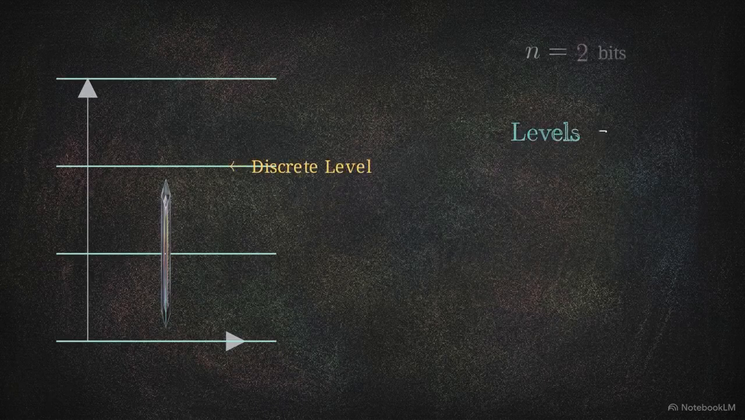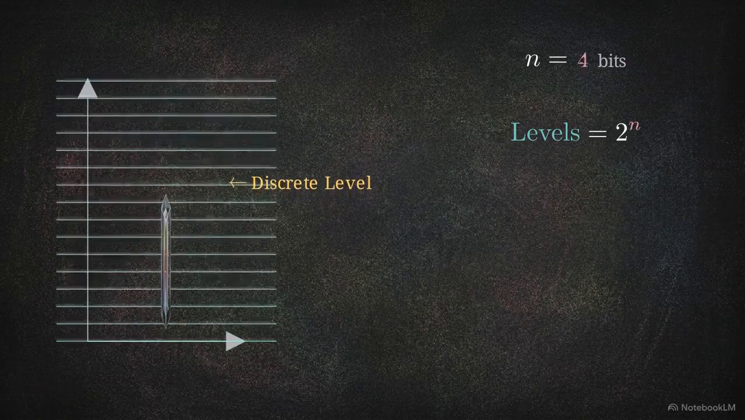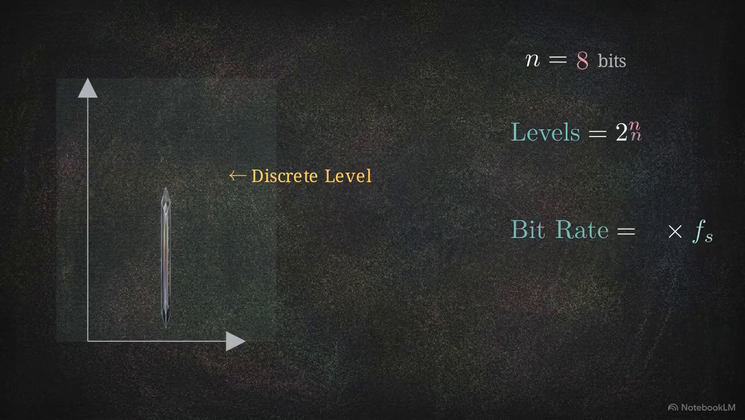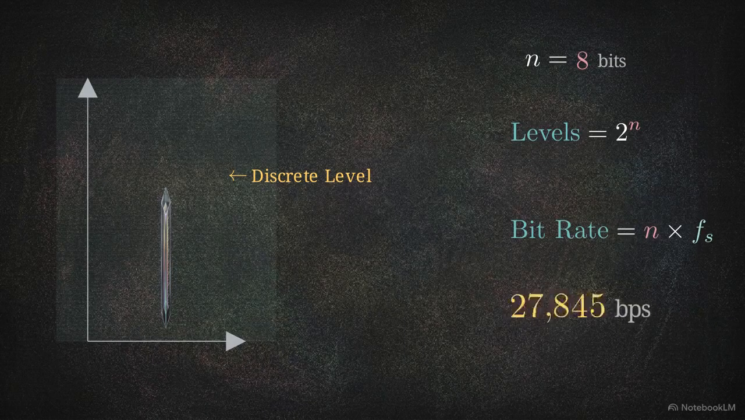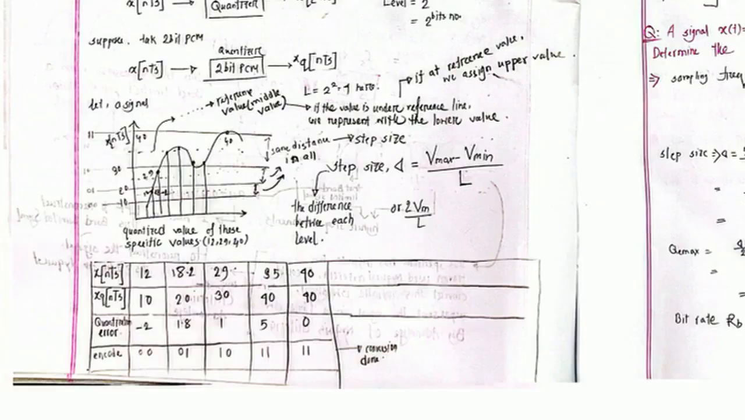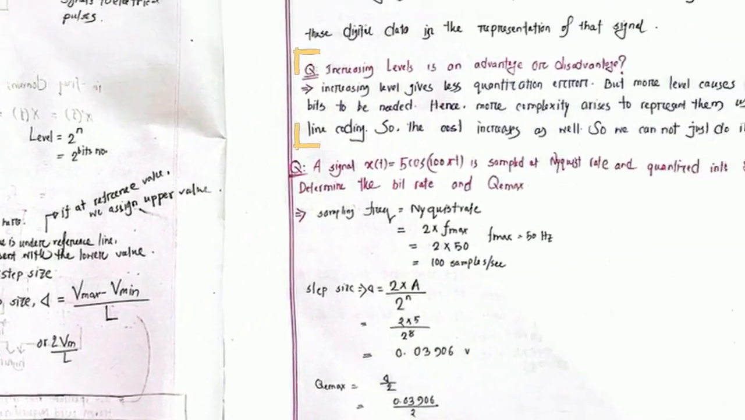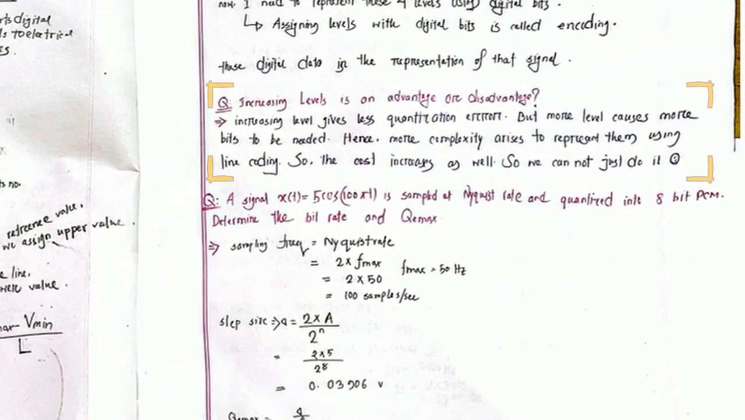The continuous amplitude of each sample is snapped to the nearest predetermined discrete level, determined by 2^n, where n is the number of bits. This calculation dictates the system's bit rate, which is the number of bits per sample multiplied by the sampling frequency. This quantization graph maps out the step sizes and the inevitable quantization error that occurs when rounding off the true analog value. Increasing the number of discrete levels reduces this error, but simultaneously drives up the bitrate and demands significantly more bandwidth.